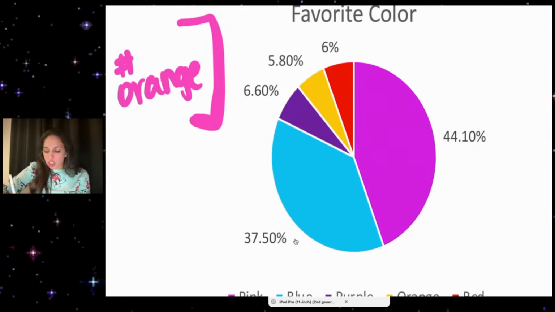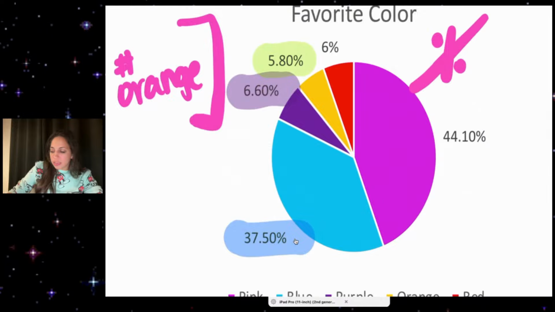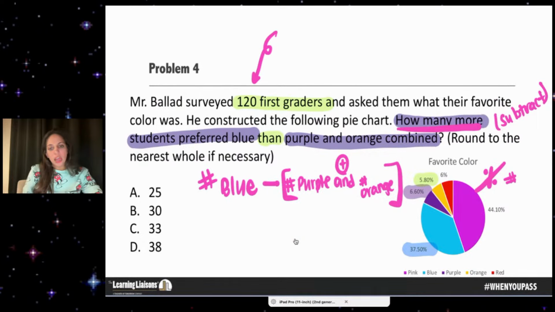This is the blue, this is the purple, and this is the orange. I'm not going to do 6.6 plus 5.8 and then subtract 37.5. Why? Because these are percentages, and I need to know the actual number. And there were 120 first graders. If I add all of those percentages up, I'm going to get 100% because it's a pie chart. That's how a pie chart works. I need to figure out what 37.5% is out of the 120 first graders.